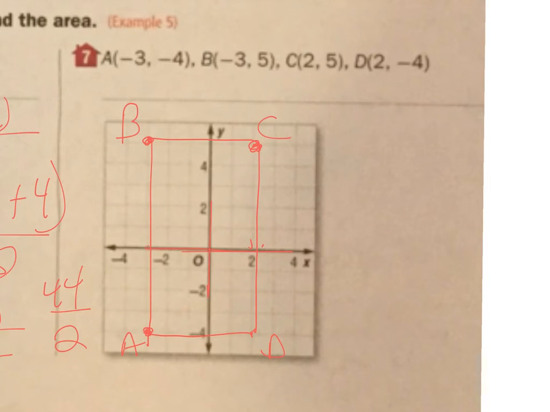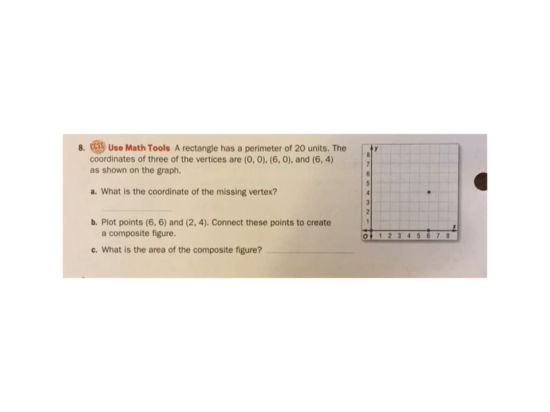Okay. And then we want to figure out the area of this rectangle. It is base times height. So let's go 1, 2, 3, 4, 5 times 1, 2, 3, 4, 5, 6, 7, 8, 9. And that equals 45. 45 units squared. All right, let's go on.